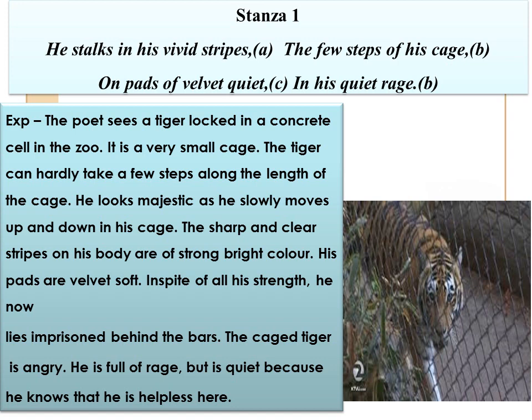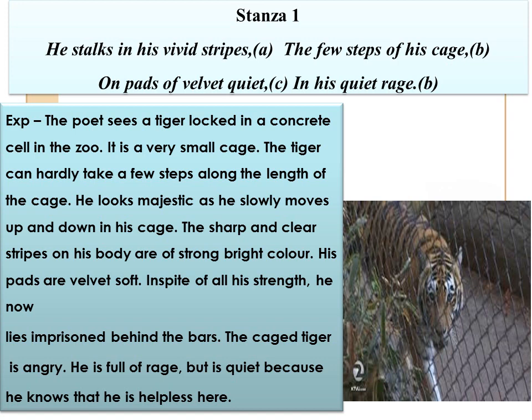Let's see the rhyming scheme. Stripes on the first line. Then we have a different one in the second, cage. The third line is different, but the second and the fourth one are the same: A-G-E, A-G-E. So the rhyming scheme is A, B, C and B.